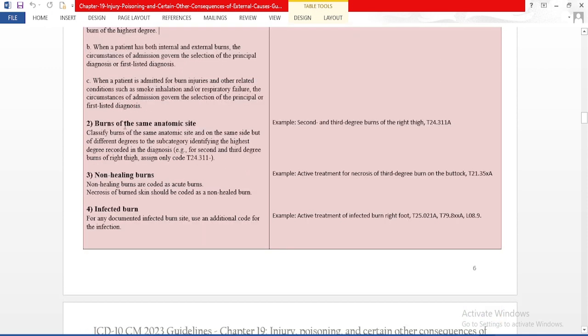If the patient has burns of the same anatomic site, we need to code the highest degree burn. We have an example, second and third degree burns of the right thigh. Here we need to code T24.311A. So here third degree burn is more complex or severe than the second degree burn, so we need to code only one degree here.